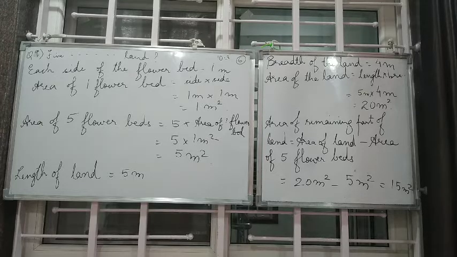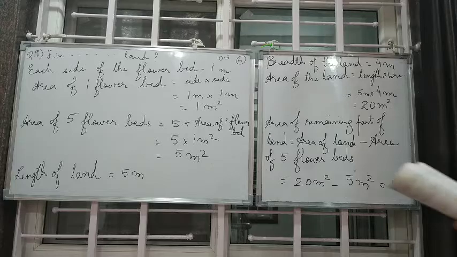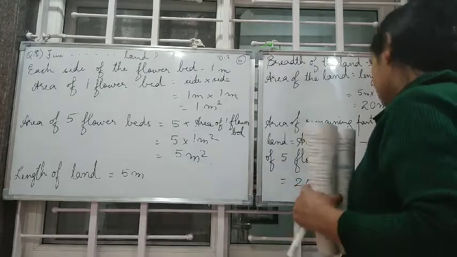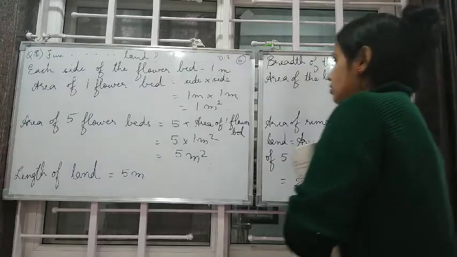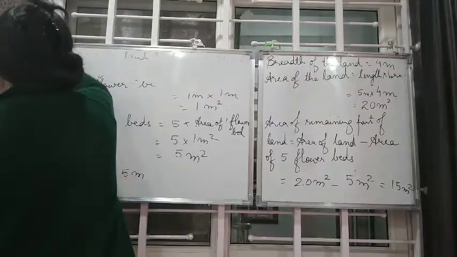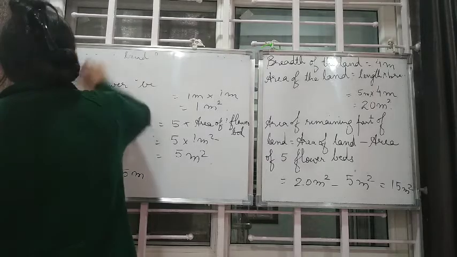Now we will start question number 10. Children, question number 10 we will do in the book only, because it is asked to find out the areas by splitting these figures into rectangles. So let's start. So question number 10 will be done in book.